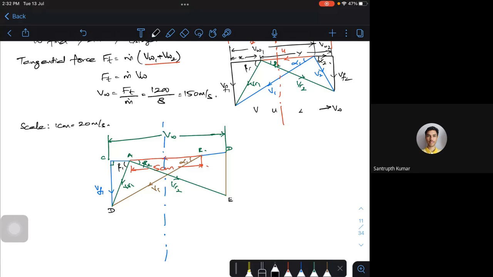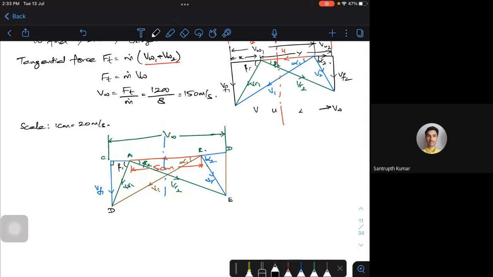Then I will join this point from B, and this will be my V2, and this will be my alpha 2. So for this particular problem, I need to use the graphical method to solve it. Otherwise, solving using trigonometric principles is possible, but it becomes very tedious. You have to do a lot of calculations.